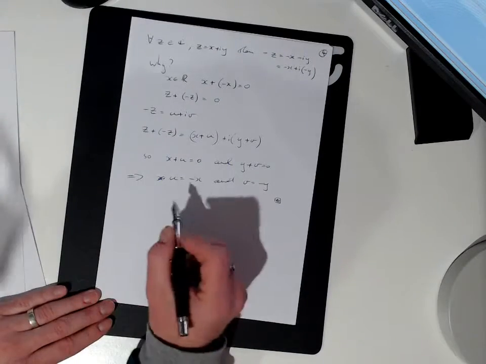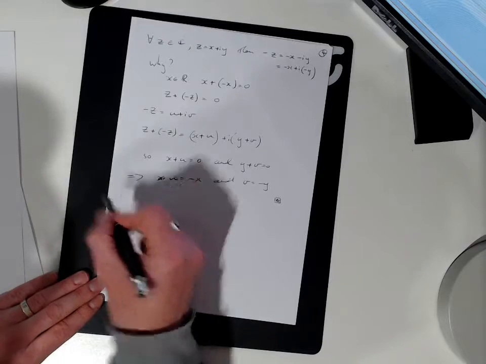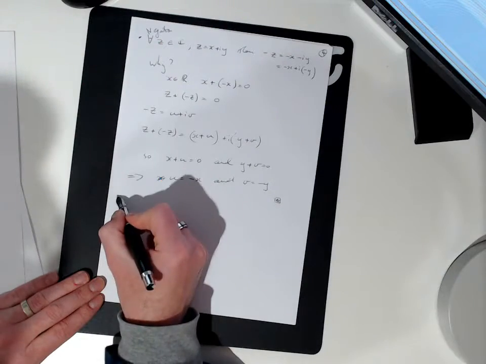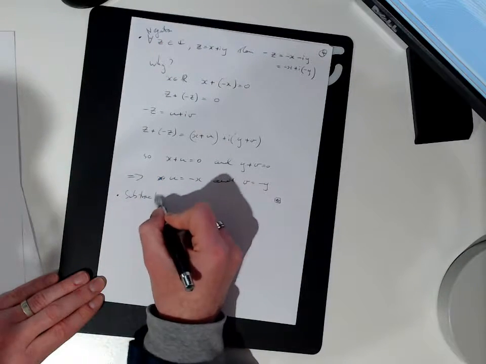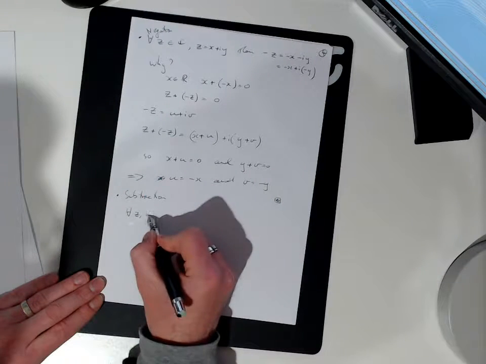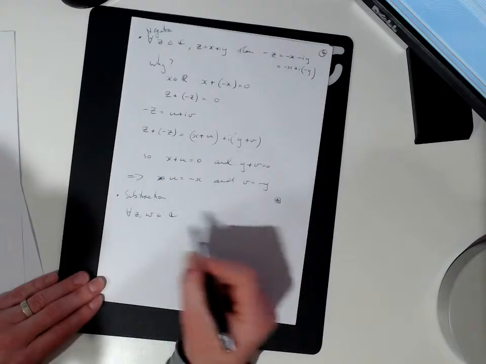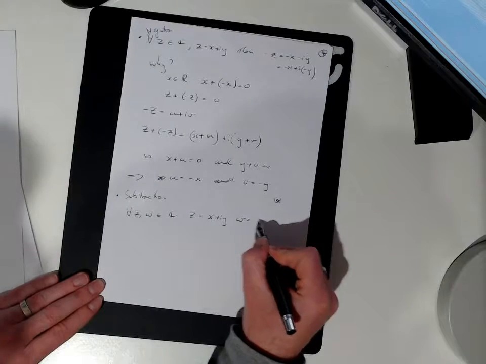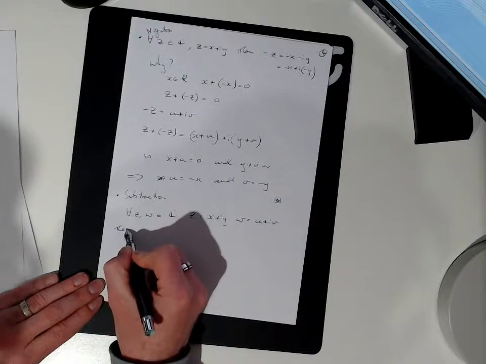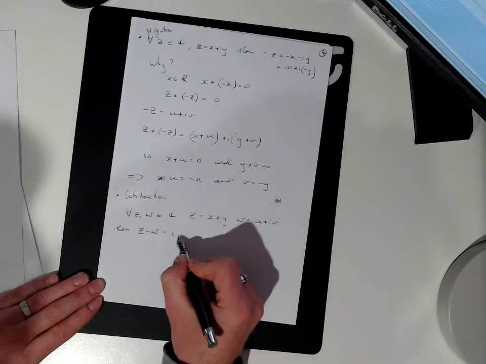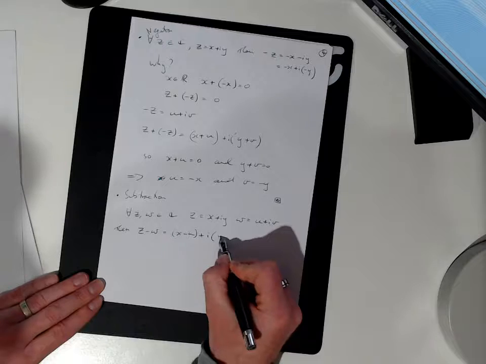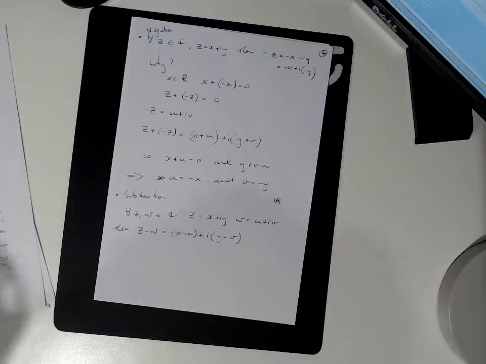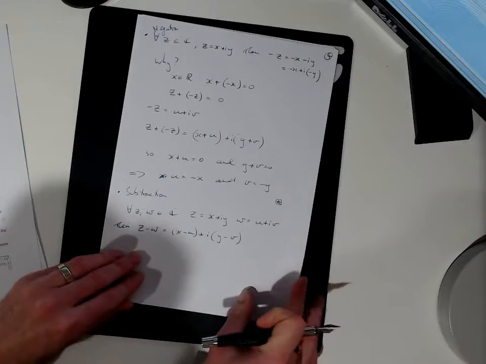Okay. So now that we have negation, we can do subtraction. For z and w elements of C, if we have z equal to x plus iy, w equal to u plus iv, then z minus w is x minus u plus i(y minus v). And everything is as we should expect it.